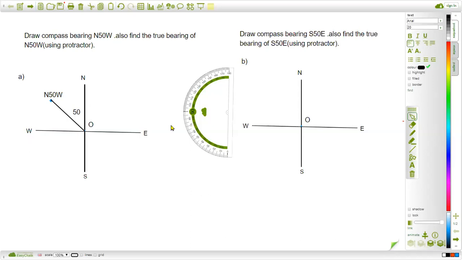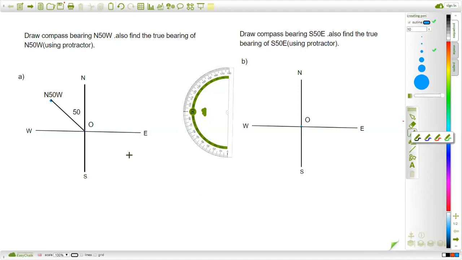This is the first part of this drawing. Just draw this compass bearing, and the second part of this question is to find the true bearing of that compass bearing. We have to find out the true bearing, and remember that true bearing is just the bearing we have to measure from the north pole, in clockwise directions. Okay, let's move from this north pole in clockwise directions to this line.